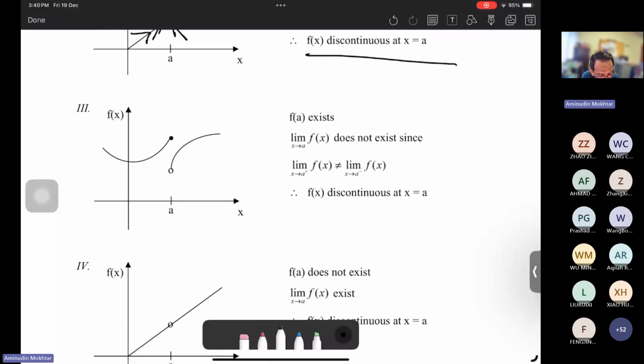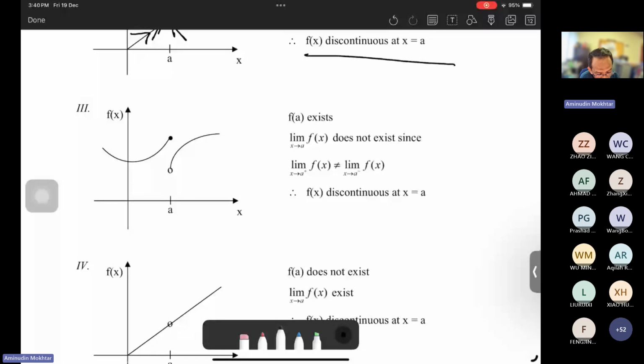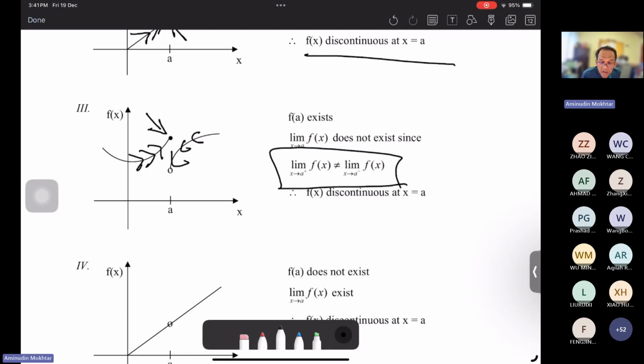Okay, for number 3, that is very clear. That's not continuous, because although the function has the value of y, since they have a black dot here, the limit does not exist. The right hand limit does not equal the left hand limit. That's why the limit does not exist. So again, f(x) is discontinuous at this point.